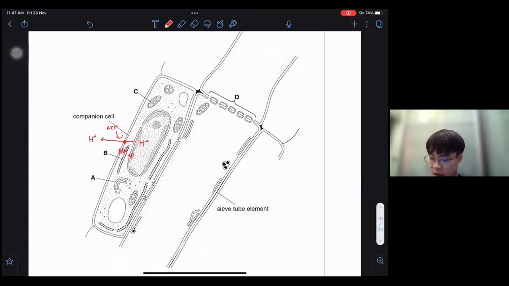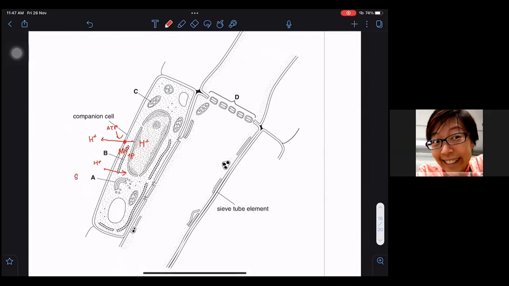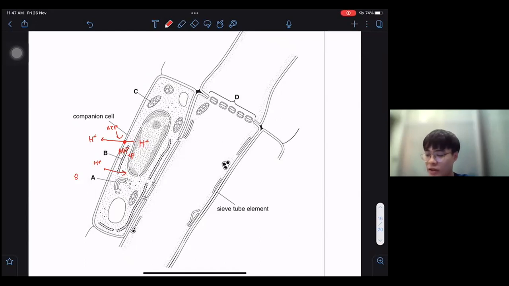Then these H plus ions will diffuse back into these cells by diffusion, from a higher concentration to a lower concentration, down the concentration gradient. Higher concentration is like the top of the hill. Lower concentration is at the bottom of the hill. So you are going down the gradient. Not from one gradient you go to another gradient. You are not going from one hill to another hill. You move down the concentration gradient.